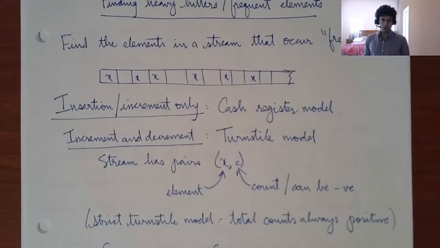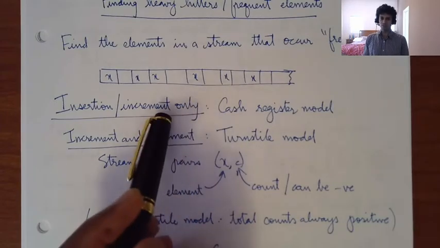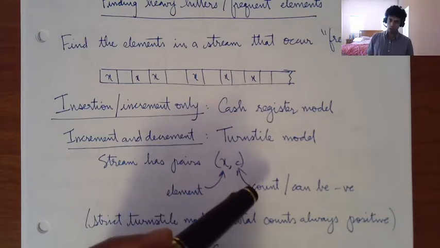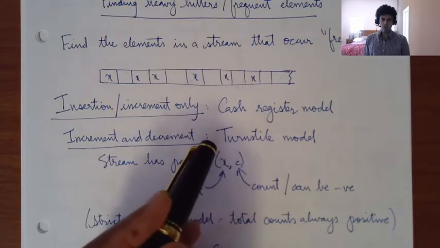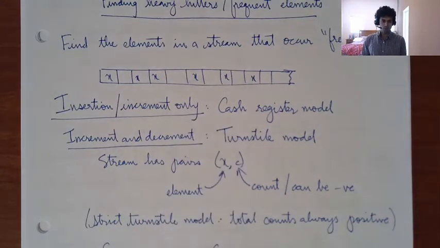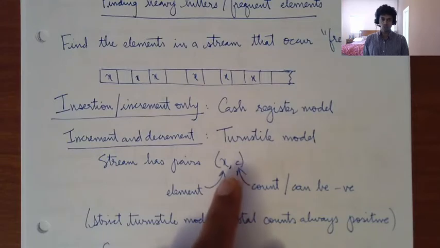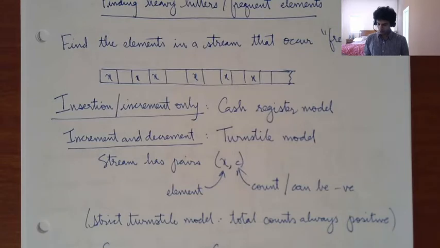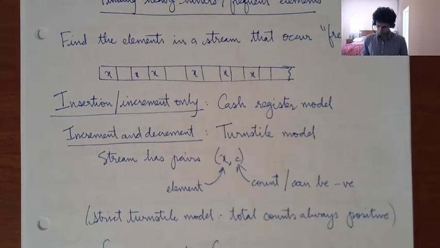We can think about a few models. In the streaming literature, the two models typically considered are the cash register model, which is essentially an insert-only model. You're just seeing objects in a stream and you're keeping a count. The more general model is the turnstile model, where you're allowed to both increment and decrement. You can think of the stream having pairs of the form (x, c), where x is an element and c is a count, which can be negative. In the strict turnstile model, the total counts are always positive.